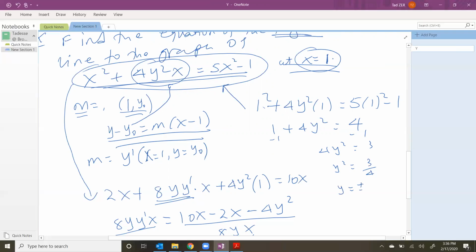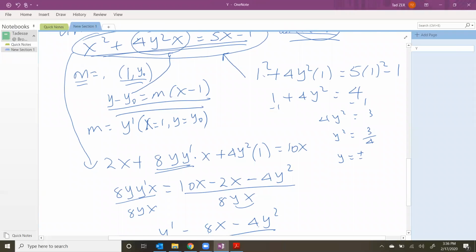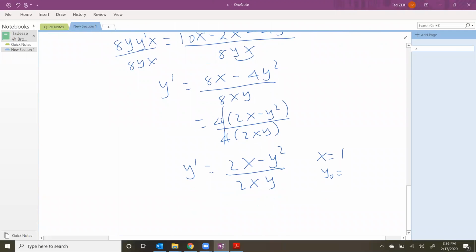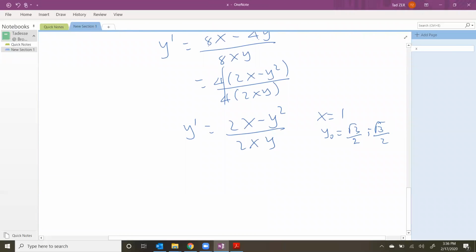So y will be what? Plus or minus. This is solving an equation of the form x squared equal to 3 over 4. So this will be what? Square root of 3 divided by square root of 4. Square root of 4 is what? 2. So which means I have two tangent lines now: square root of 3 over 2 and minus square root of 3 over 2. So I'll plug these numbers there.